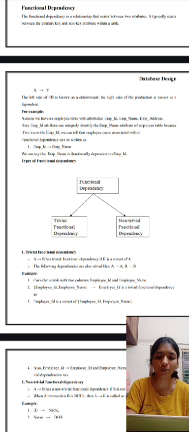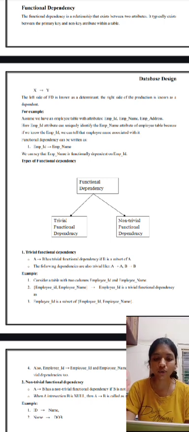When A intersection B is null, then A implies B is called a complete non-trivial functional dependency. That means when A intersection B equals null, then A implies B is called a non-trivial functional dependency. Example: ID implies name, name implies date of birth.